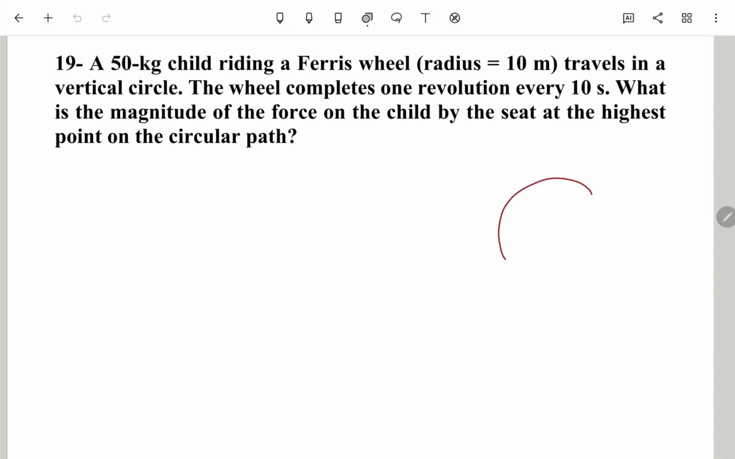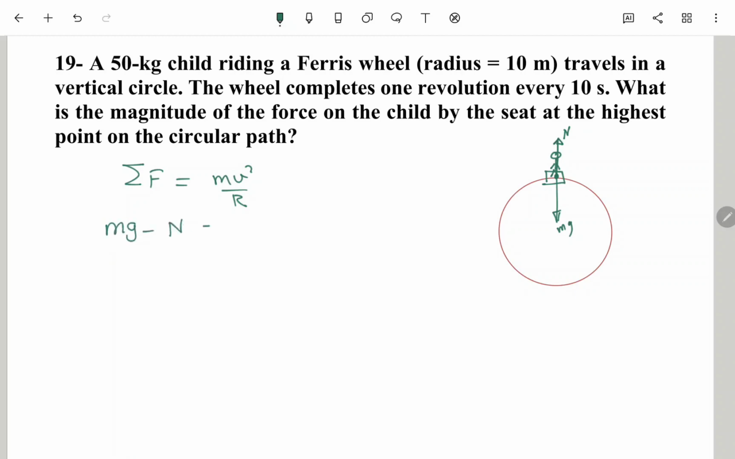We have a Ferris wheel, this one here, and this is the seat, and this is the child, and remember the head of the child is up. Now when we draw the free body diagram, we have mg and we have the normal, which is the force exerted from the seat on the child. That's actually what we're looking for. Now the sum of all forces equals mv squared over r. In this case, mg minus normal equals mv squared over r.